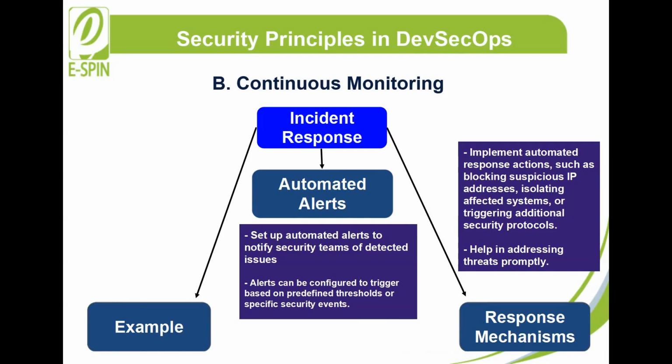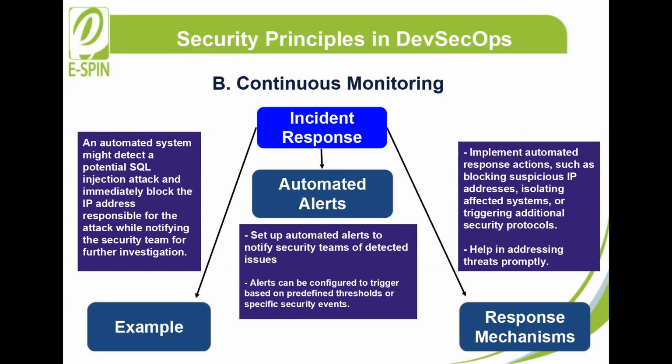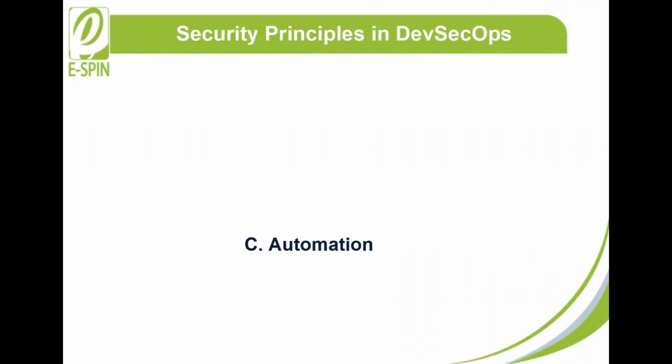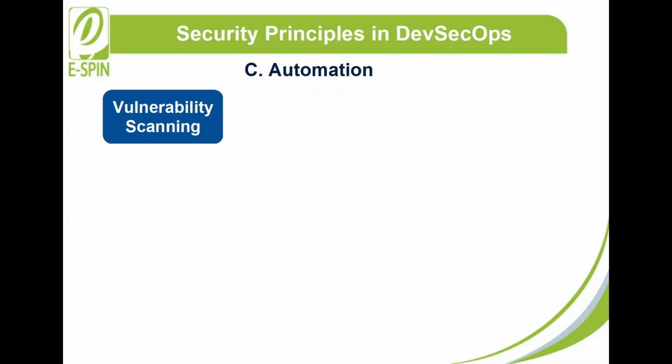Example: an automated system might detect a potential SQL injection attack. Automation in DevSecOps involves utilizing tools and scripts to perform repetitive security tasks, such as vulnerability scanning, code analysis, and compliance checks. Vulnerability scanning is one component of automation. It divides into tools and techniques, CI/CD integration, and an example.